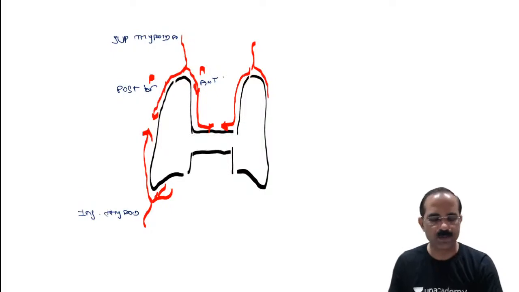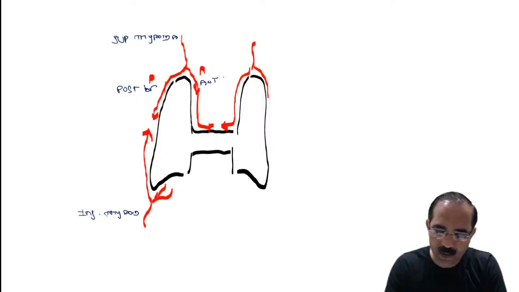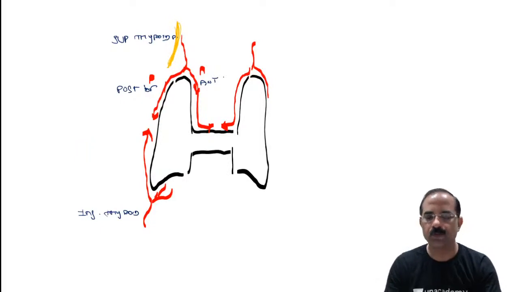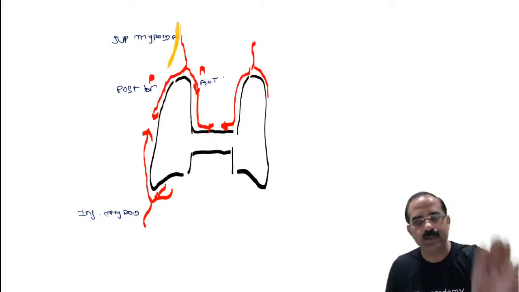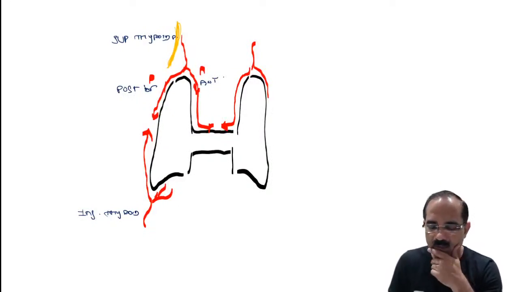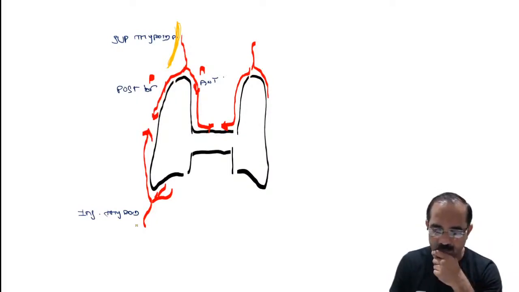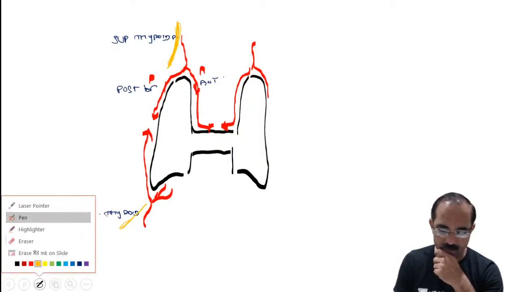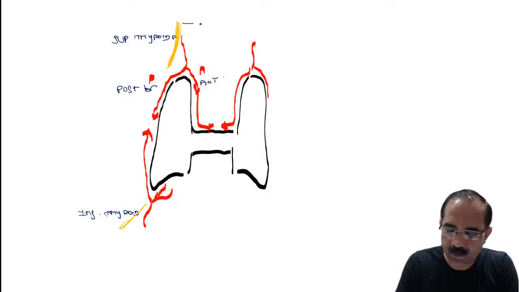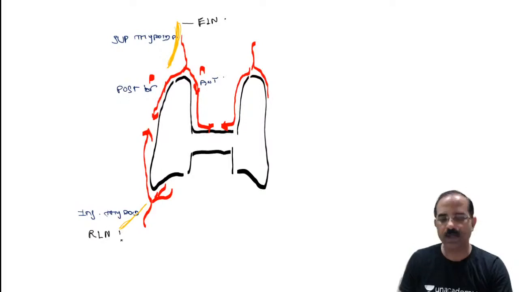Okay, right. Now what I want you to understand, students, is that this superior thyroid artery accompanies a nerve. What is this nerve? Anyone can tell me. This you should know. This you have to know. External laryngeal nerve. Very good. So the superior thyroid artery accompanies the external laryngeal nerve, and the inferior thyroid artery accompanies the recurrent laryngeal nerve.